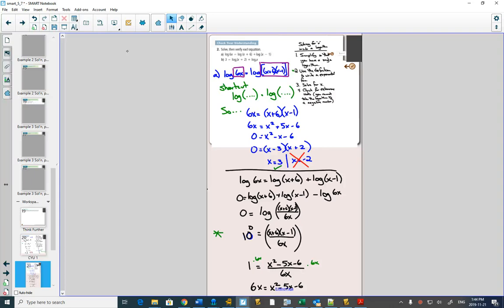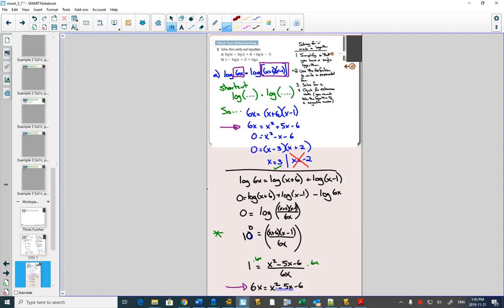Notice that this step here, 6x equals x squared minus 5x minus 6, is the same as we got there in the shortcut. How much shorter is the shortcut? Well, you saved all of this work by using the shortcut.